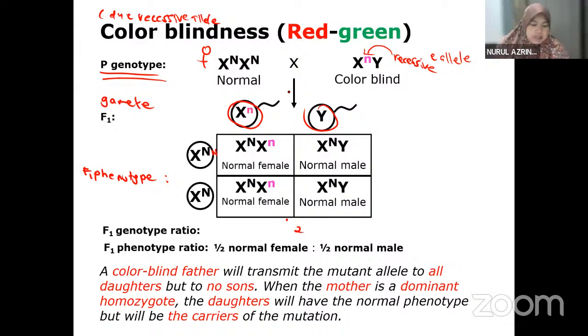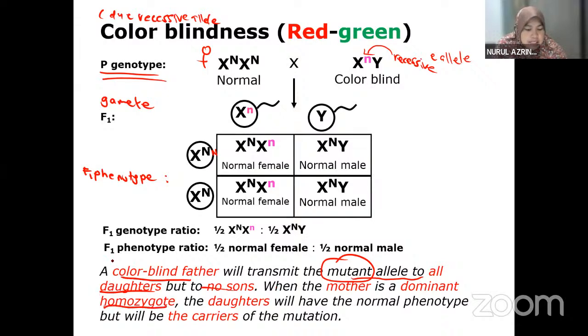Okay. Right. So you can see from here, ni nanti you boleh refer in case you want to do it in Punnett square. So you can see that here a colorblind father will transmit the mutant allele. Mutant allele ni allele yang recessive tu lah, allele yang berpenyakit. A colorblind father will transmit the mutant allele to all their daughters but not to their son. But when the mother is dominant homozygote, remember just now the mother is X capital N, X capital N, the daughter will be normal phenotype, right? But they will be the carrier for the mutation. So anak perempuan akan menjadi pembawa kepada penyakit tersebut. But they are phenotypically normal. Alright? Okay. Do you have to salin this one?